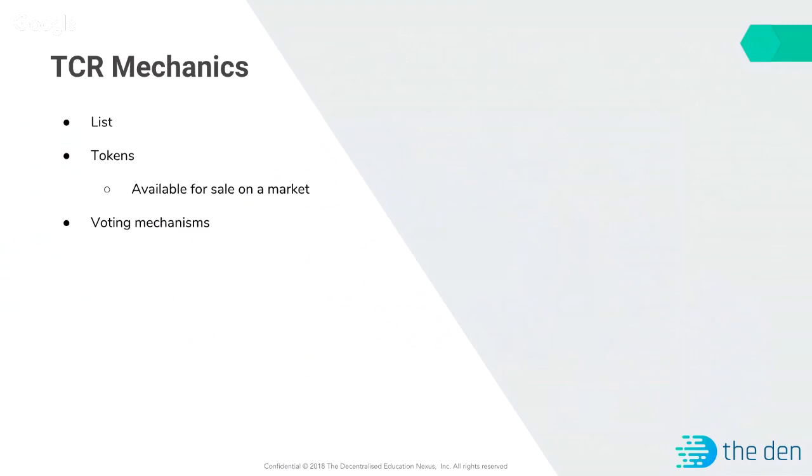There are also voting mechanisms. So when a business says, I want to get listed on this registry, then the users, the curators, vote on whether or not that business should be put on the registry. Essentially, they act as the majority of people that you would trust. So you say, okay, if these people own these tokens, they have some incentive to keep the list clean.